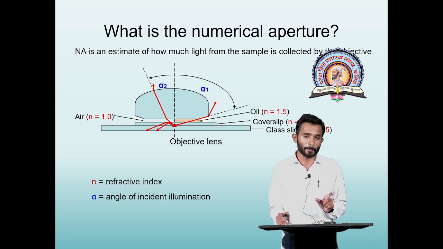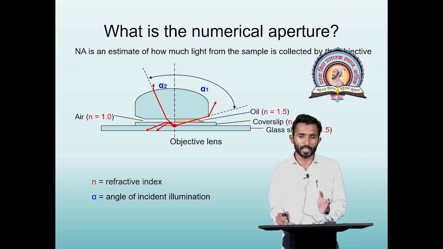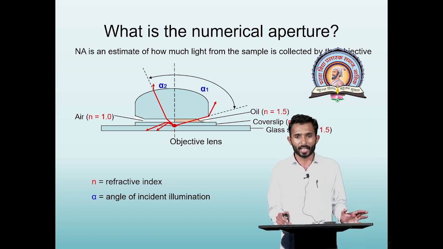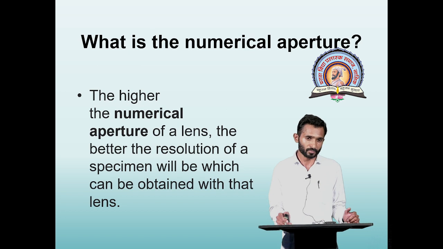So here, the numerical aperture, which we simply call NA, is calculated with the help of the refractive index. That means the angle of the incident rays passing from the mirror into the objective and up to the eyepiece. The numerical aperture is an estimate of how much light from the sample the objective collects into the eyepiece.